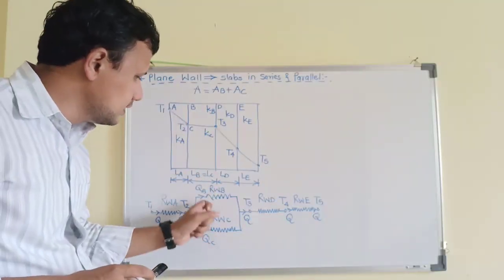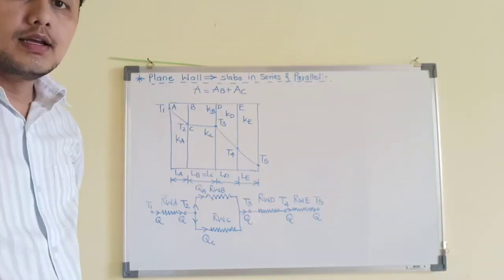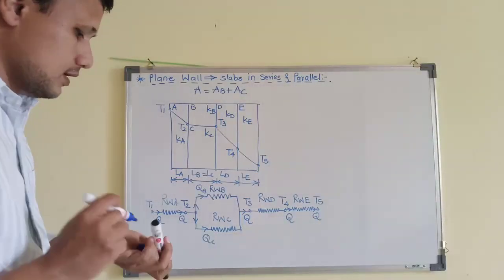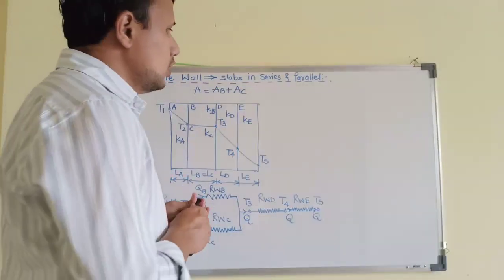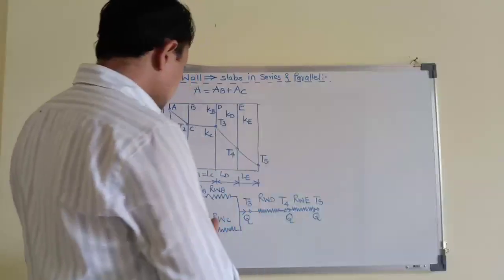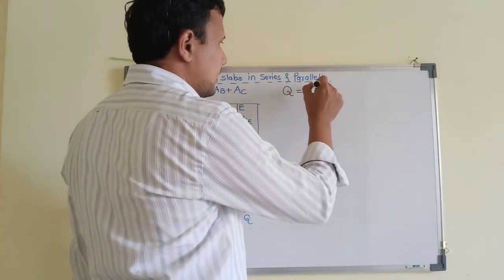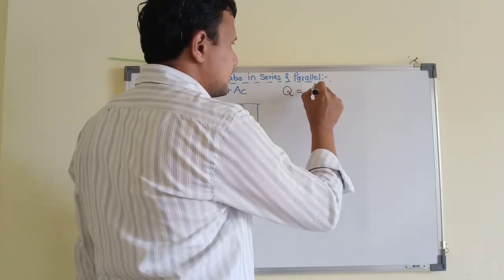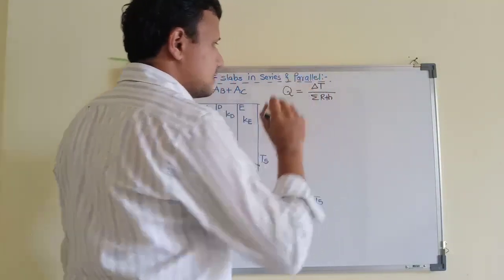But then what to do with these two? For such an arrangement, we have already calculated the equivalent thermal resistance. So now we will move on to the mathematics of it. So what do we get? Simply, we can express the total heat transfer rate as delta T divided by the summation of total thermal resistance.